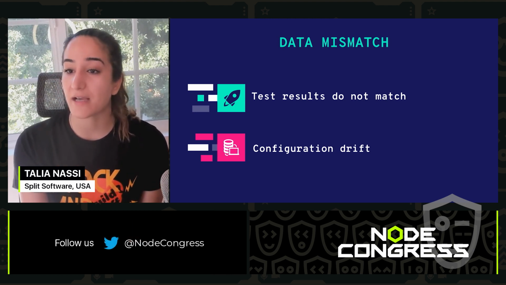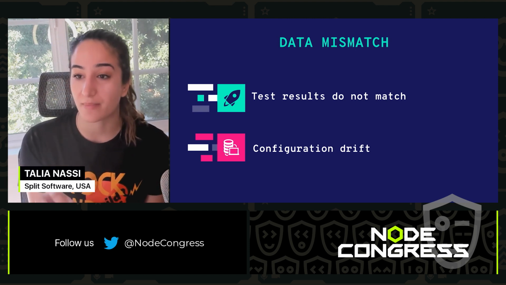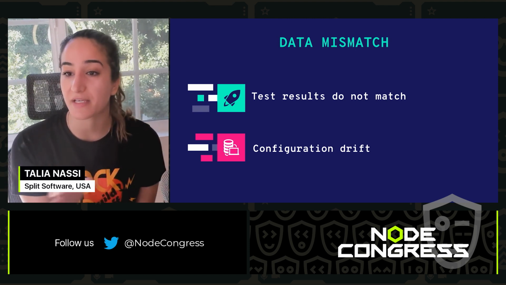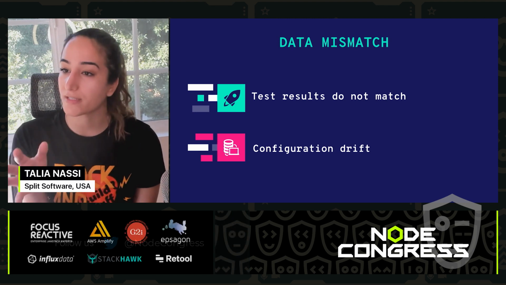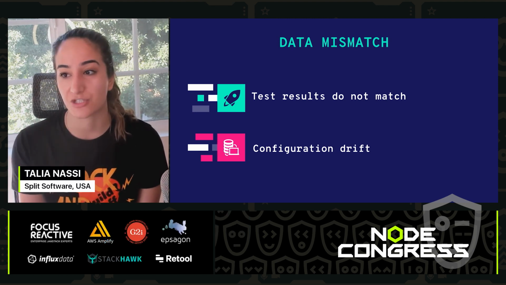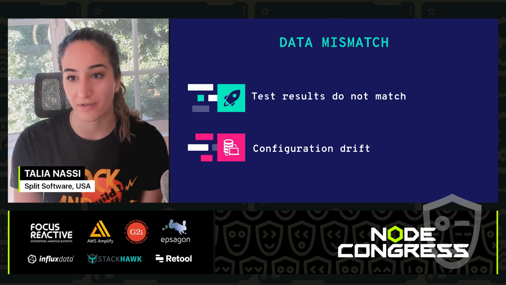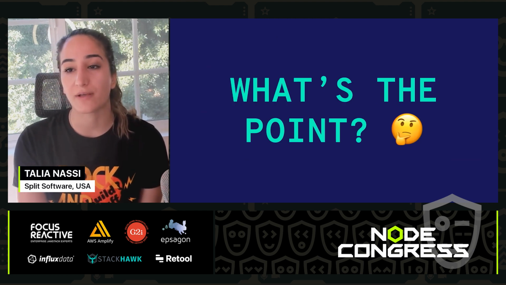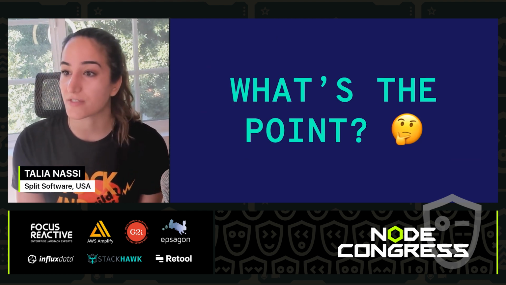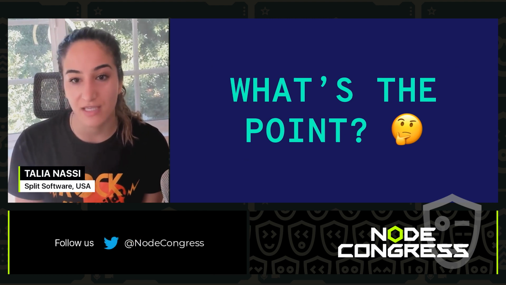And many times staging environments are not the same as production because of changes made during incident management, which just adds to a bigger configuration drift. And I thought, what's the point of testing in staging if it's not going to give me the same results as production?